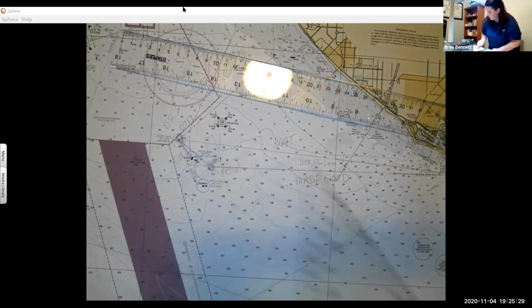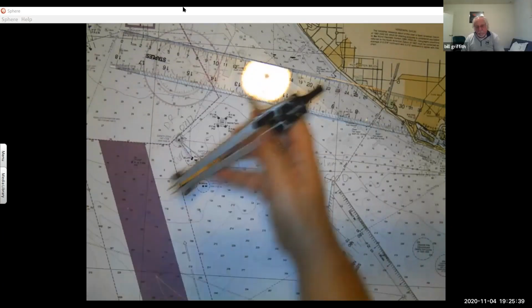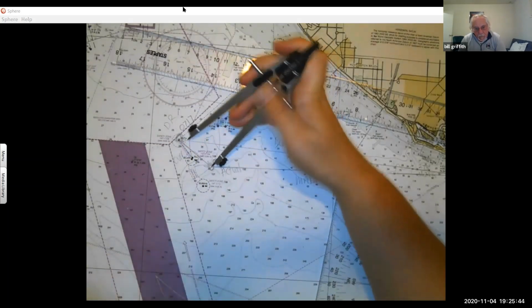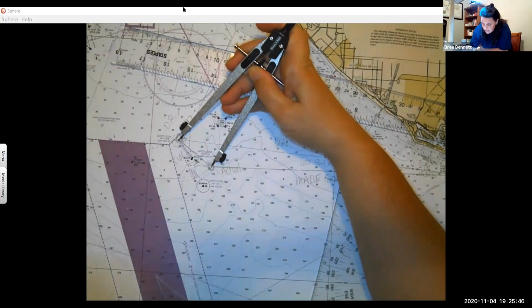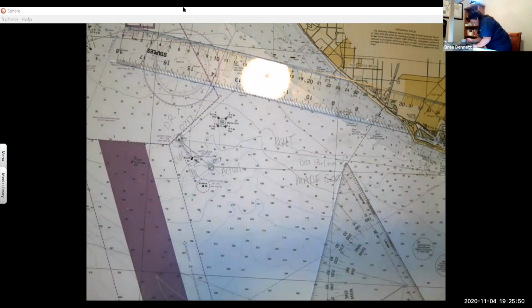For my drift, what did I do with my drift? There they are. For my drift, I get a distance of 1 point, we'll call that 1.8.